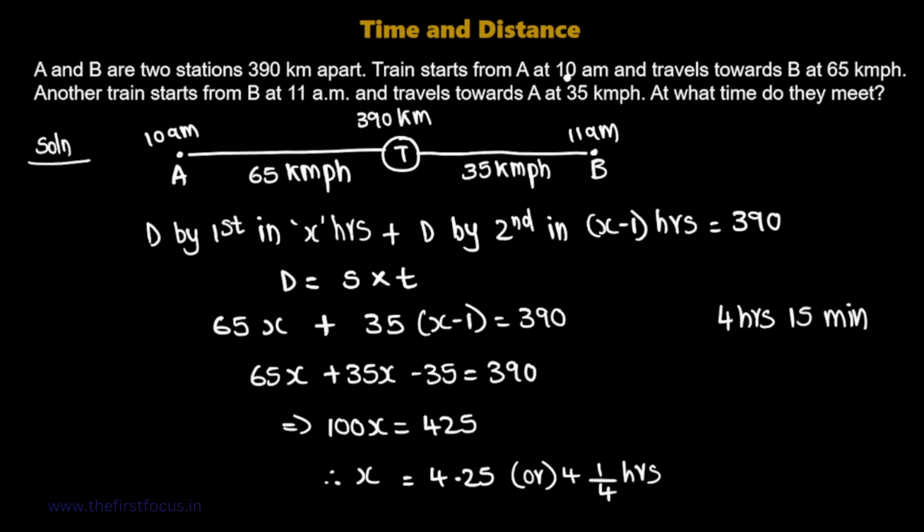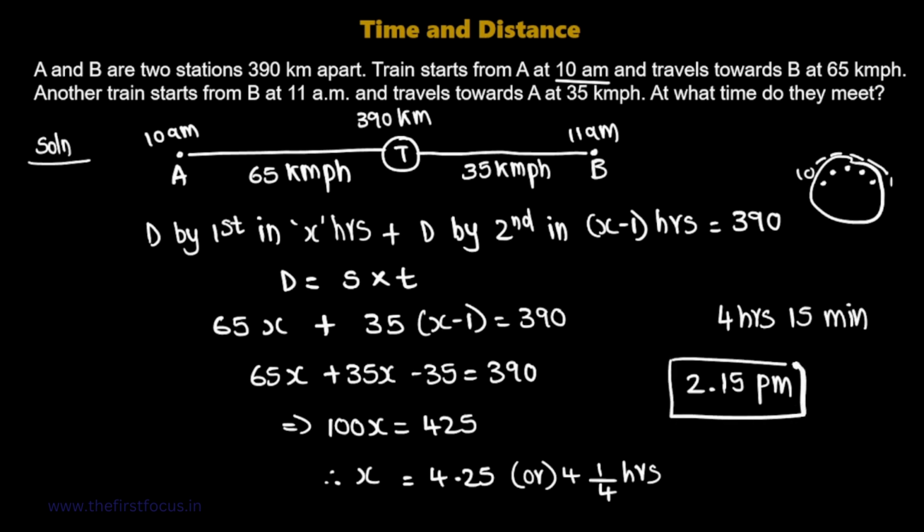So from the time 10 am we have to calculate 4 hours 15 minutes. From the clock 10, 11, 12, 1, 2. From 10, 1 hour, 2 hour, 3 hour, 4 hour. That is at 2 o'clock. So 2 o'clock and 15 minutes. So the time at which they meet is 2:15 pm.